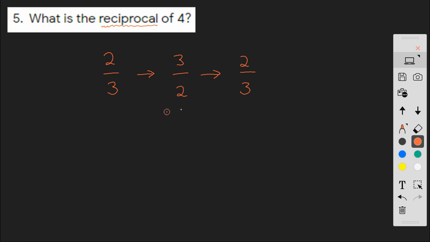So let's think how we're going to do the question that we've got in front of us, which is the reciprocal of 4. Well, let's turn 4 into a fraction. 4 is 4 divided by 1. So our reciprocal of 4 divided by 1 is a quarter. And there we are. That is our answer.